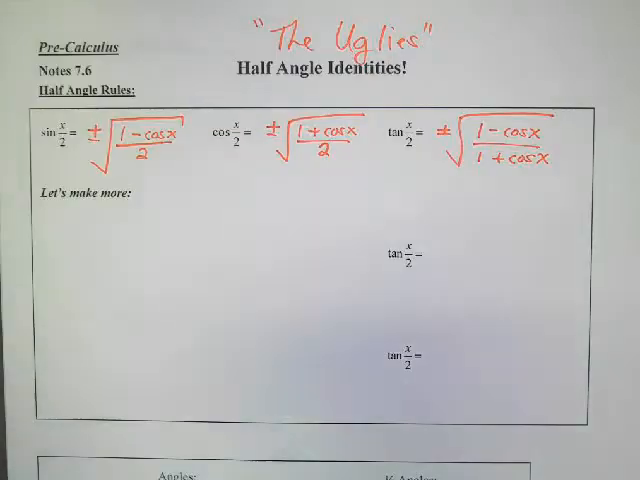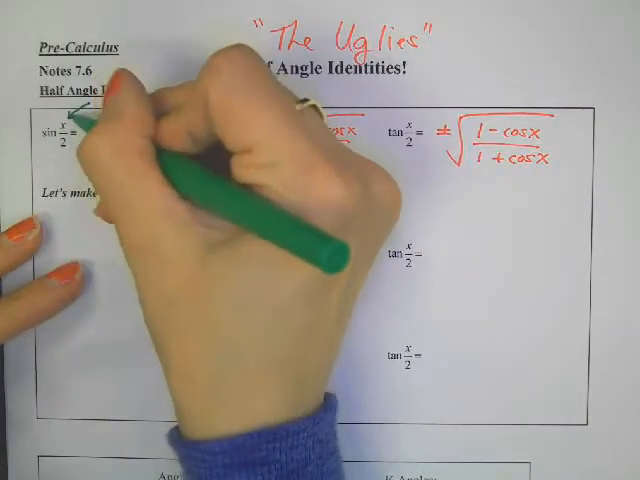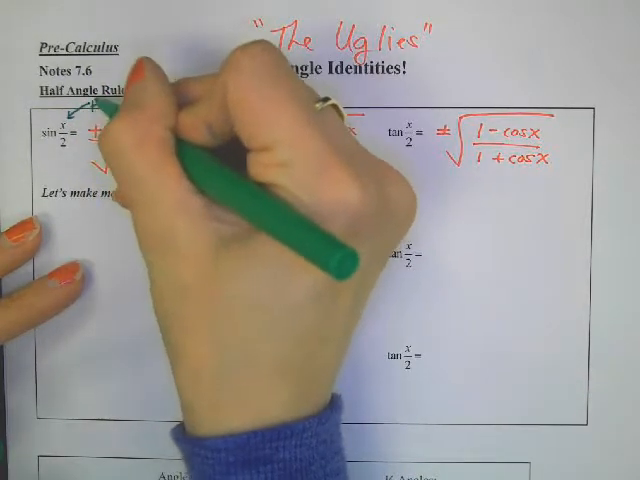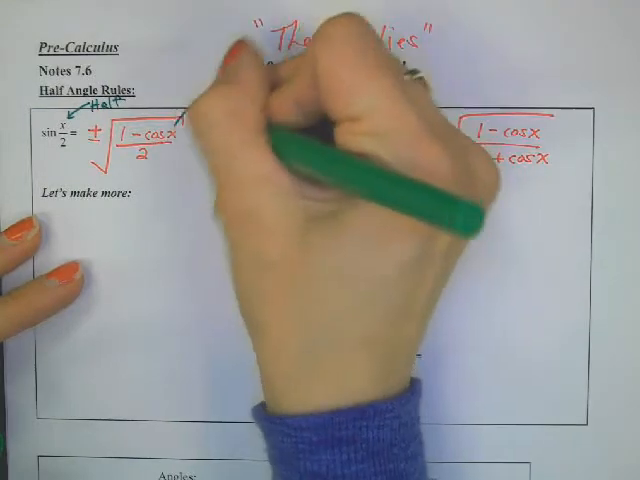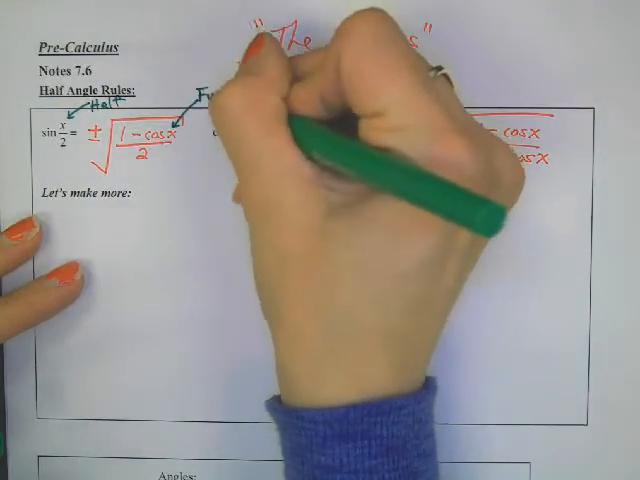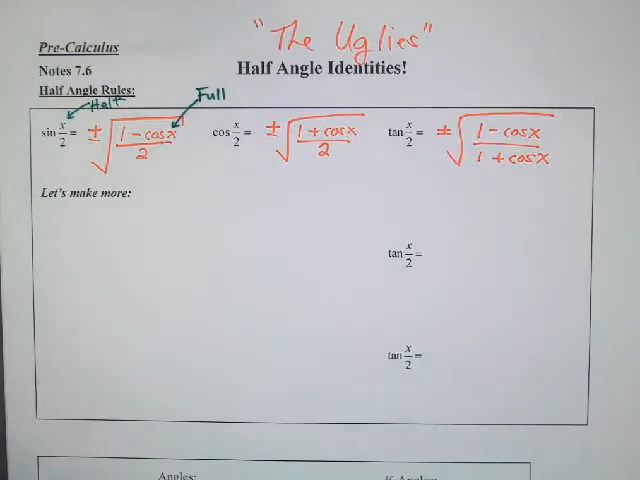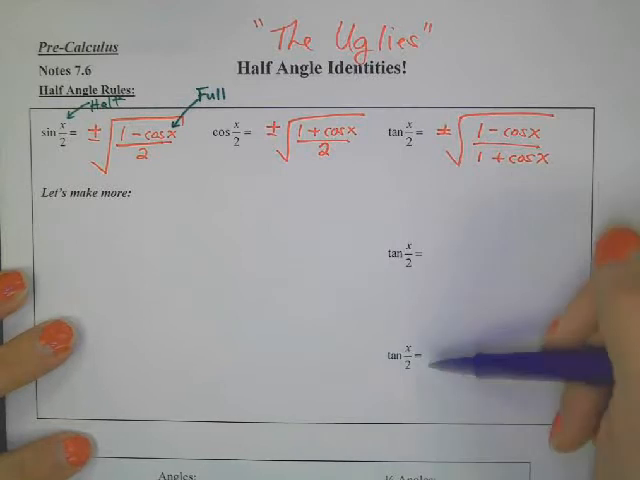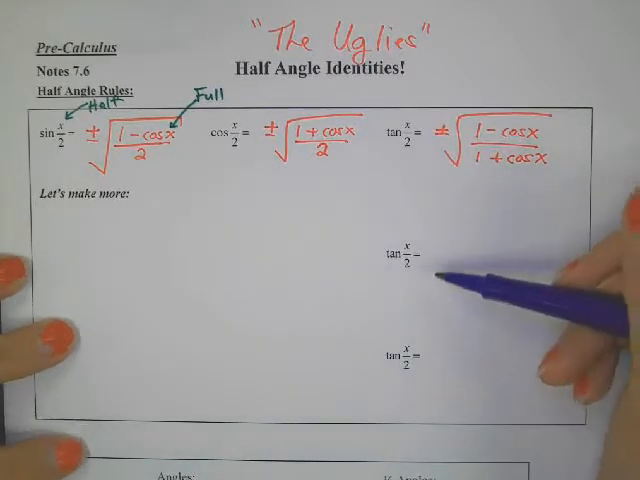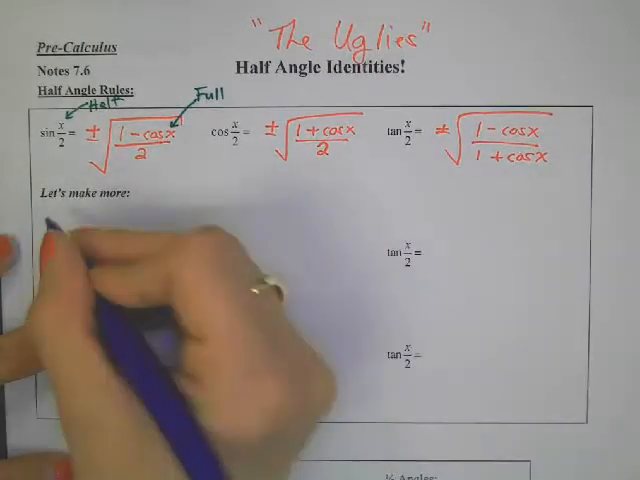And so let's put a couple of rules here. This right here, that is the half angle. See how it says half of x? But this x, that's the full angle. That's the full x. And the full x is something you know from the unit circle, but the half one we don't. Okay, we're going to make a couple of more. So let's take this tangent one right here, because we're going to make a couple more versions that are actually a lot easier to use than that.